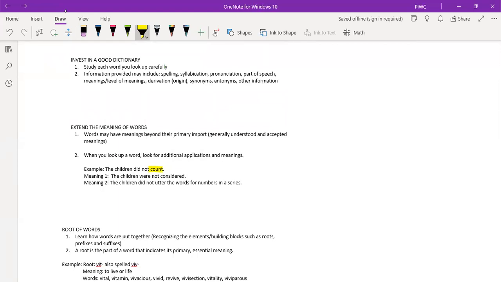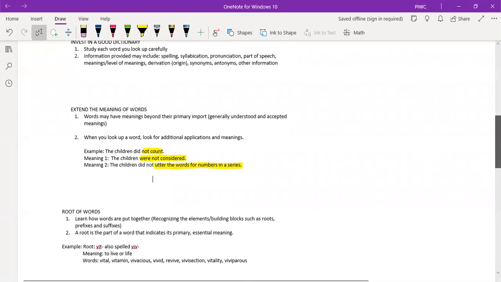Now, if you say the children did not count, let's think about it for a few seconds. It could have two meanings here. It could mean that the children were not considered. They did not count. That's one meaning of the word. Now, what could it also mean? It means that the children did not order the words for numbers in series. Now they're voicing the numbers, like counting 1, 2, 3, and so on. So two things here. The word count has more than one meaning. So when you take the dictionary, you look for the extended meaning beyond the general understanding of the word.